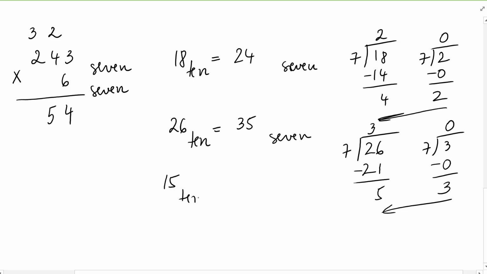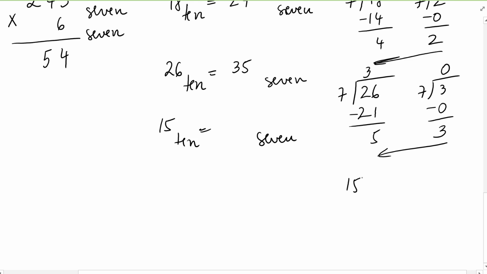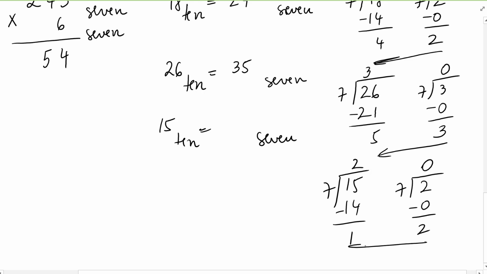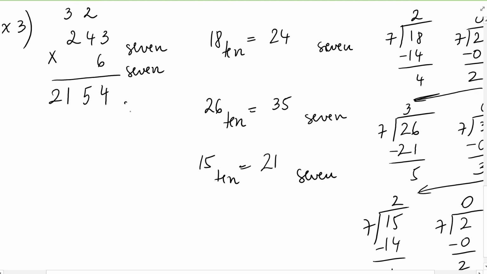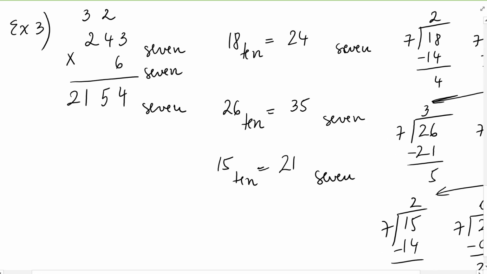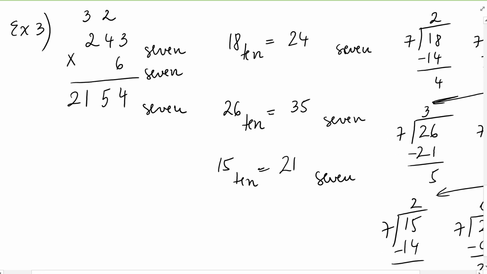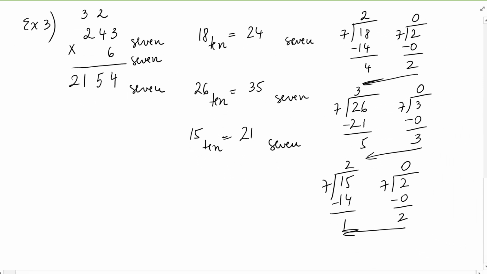So 15 in base 10 is equal to what in base 7? So 15 divided by 7, 7 goes into 15 2 times, 7 times 2 is 14, subtract, 1. 2 divided by 7, it's 0, subtract, 2. So 21. So then here we're going to put 21 in base 7. So in other words, 243 in base 7 times 6 in base 7, it's 2154 in base 7. And this is the whole solution with the work that shows how we change from base 10 to base 7.